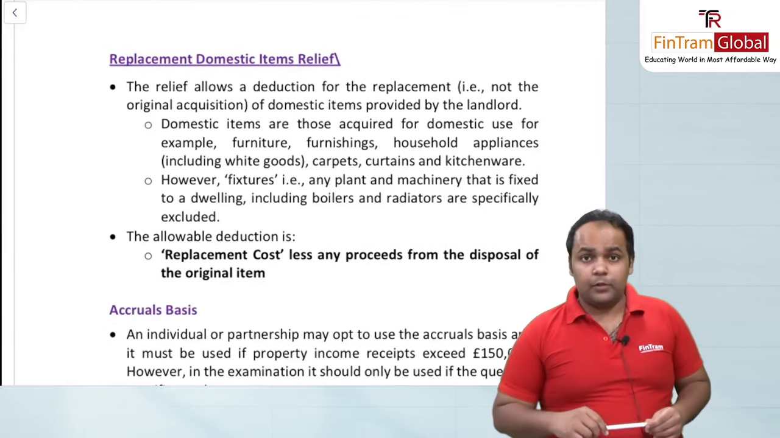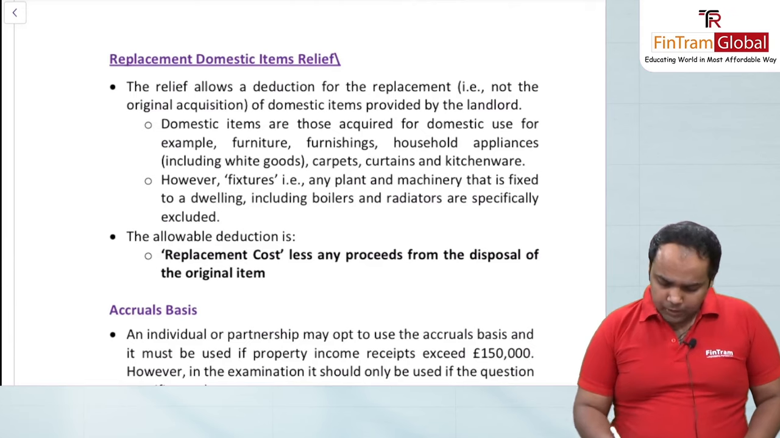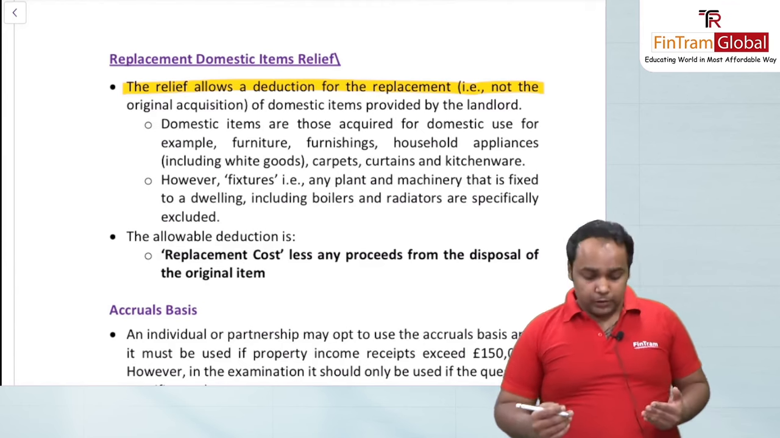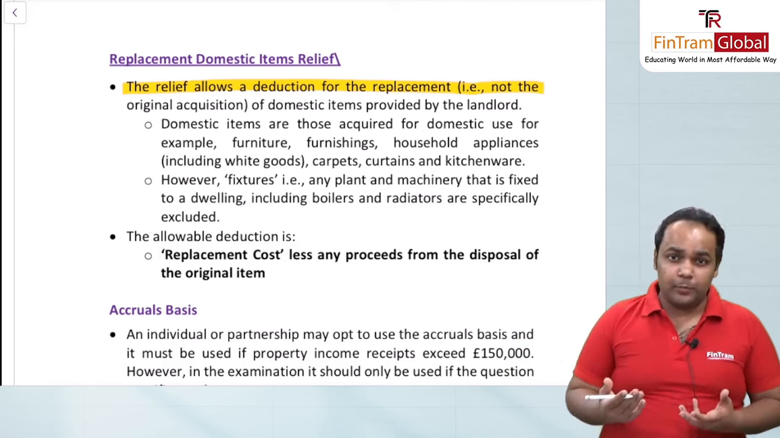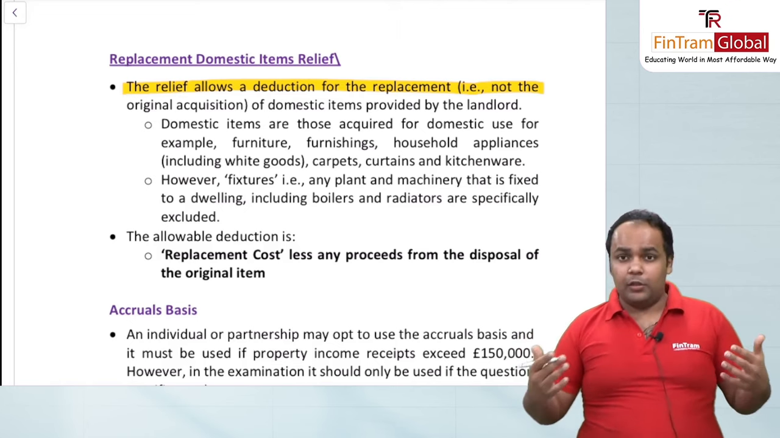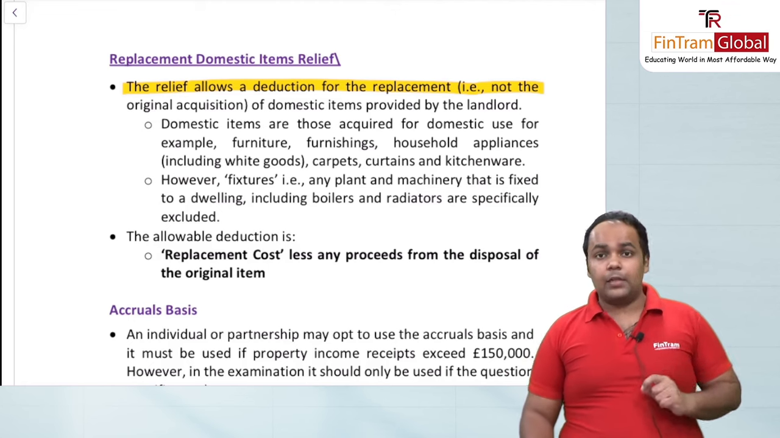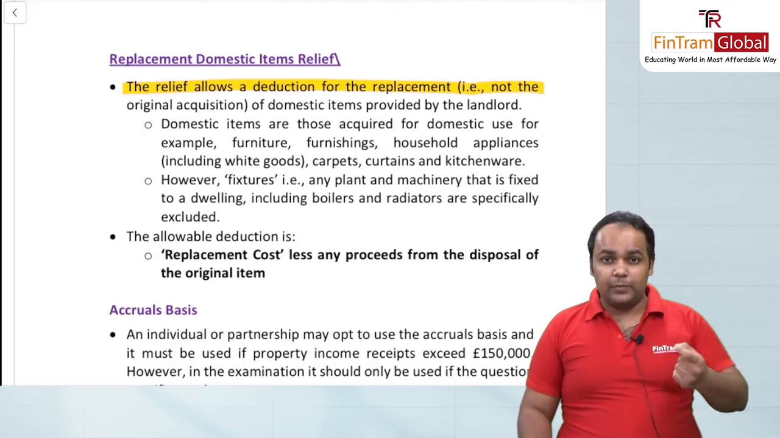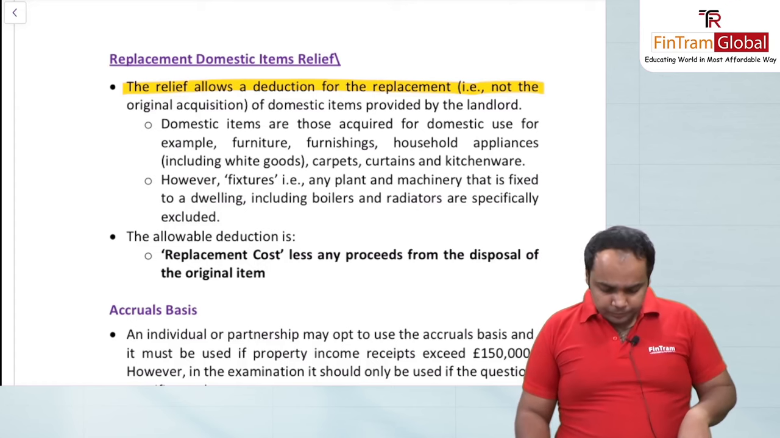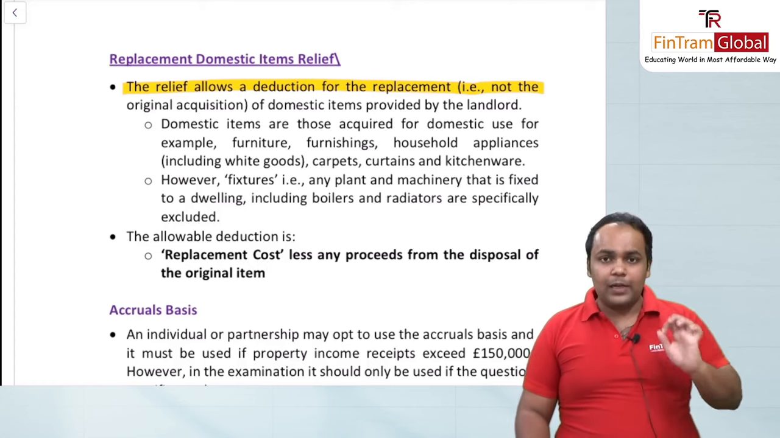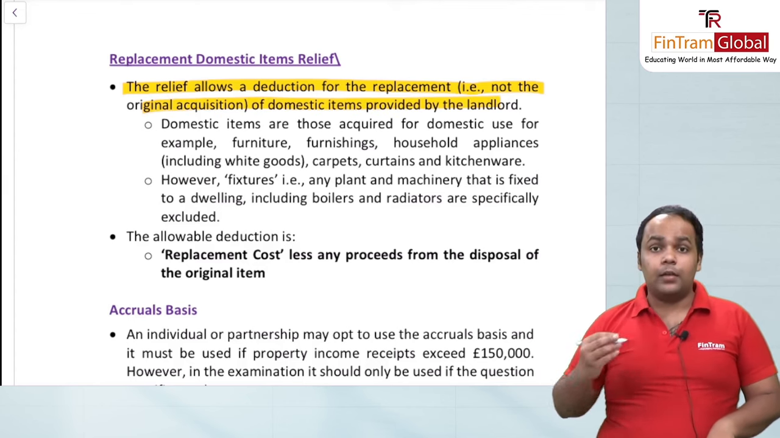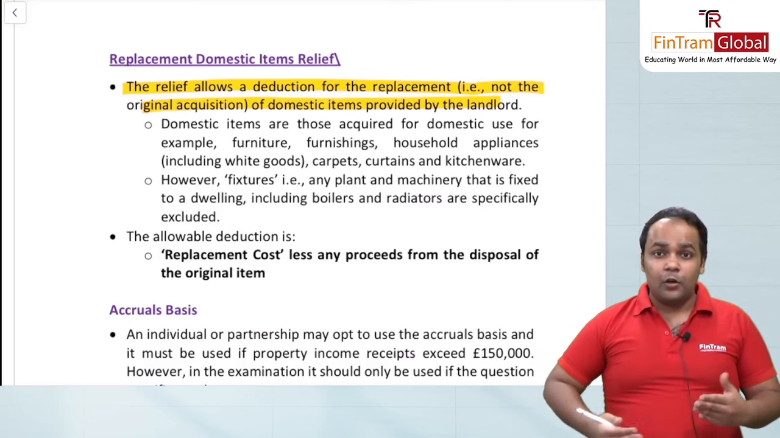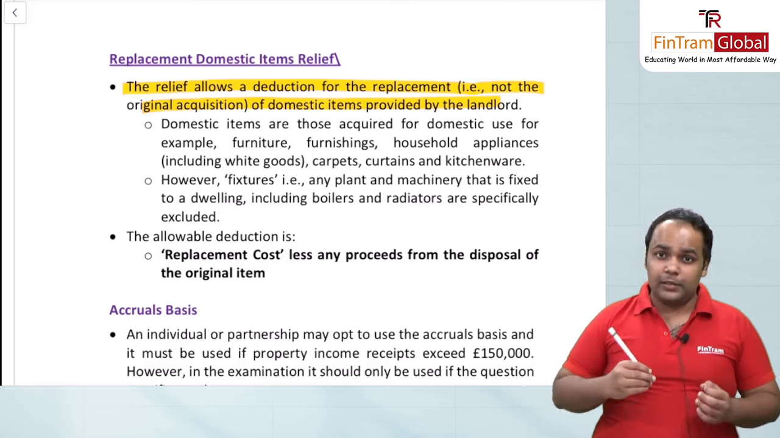So coming to replacement domestic relief. Now, under the property rules, there is relief allowed for the replacement of the domestic items provided by the landlord. If the landlord provides certain domestic items for use in the property, like TV, carpets, curtains, furniture, etc., if those items are replaced, that replacement cost is allowable as a deduction from the business. Replacement of these items is allowed as a deduction.